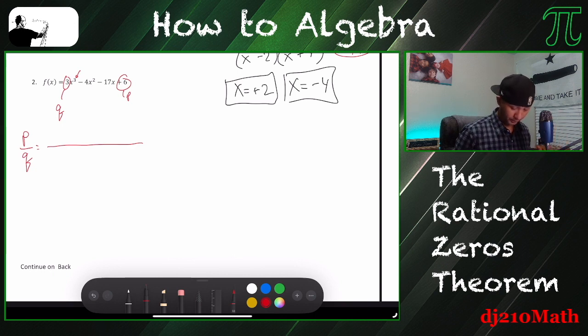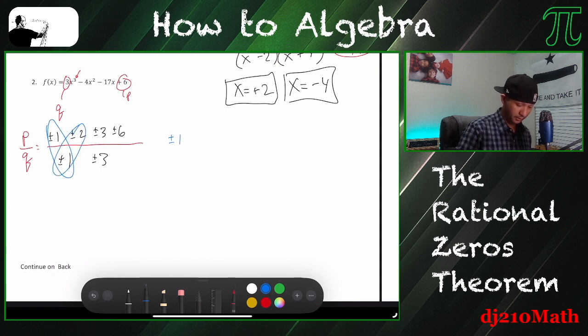Okay. So factors of 6: 1 and 6, 2 and 3. All of these are plus or minus. Factors of 3: 1 and 3. Okay, we take every combination. So plus or minus 1, plus or minus 2, plus or minus 3, all over 1. They're whole numbers. And then plus or minus 6.